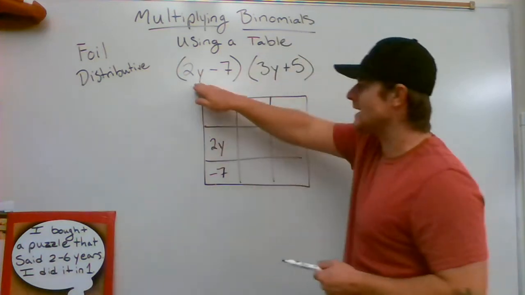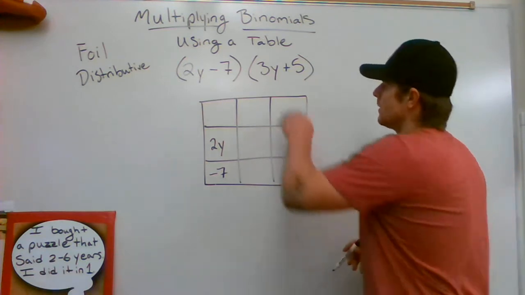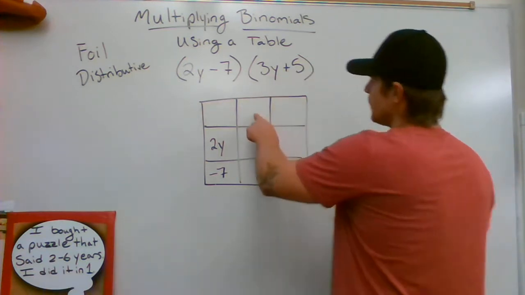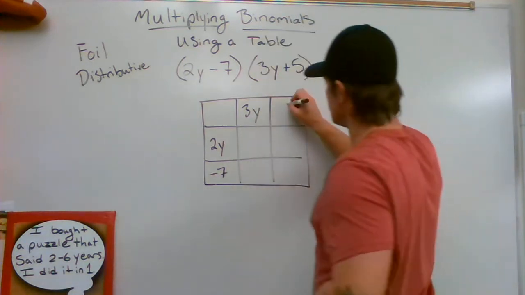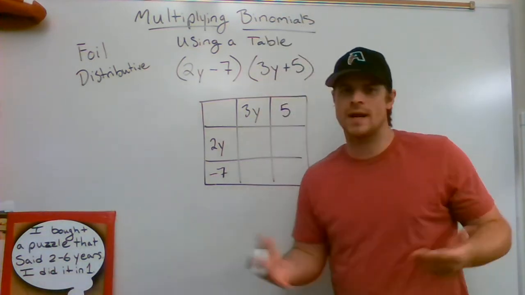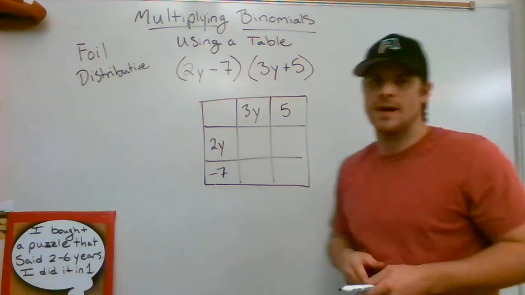You're basically writing out this binomial vertically downward, okay? The second one, 3y plus 5, that 3y is going to go in this box right here, and that +5 is going to go in this box right here. Again, you're just writing that binomial out, but horizontally in the boxes.